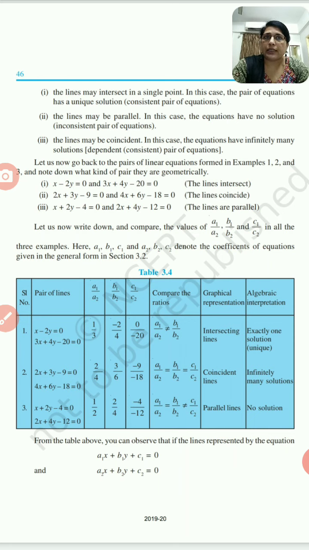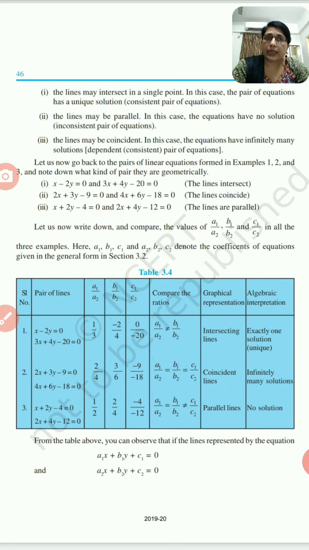The second possibility is that the two lines will not intersect. If they are not intersecting, then they will be parallel lines. In that case, the equations are said to be inconsistent and they have no solution.